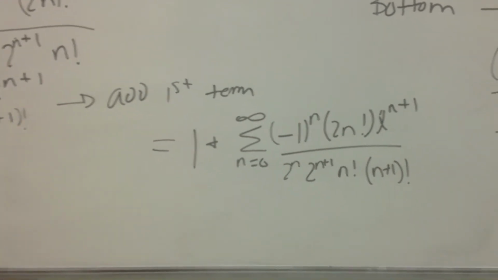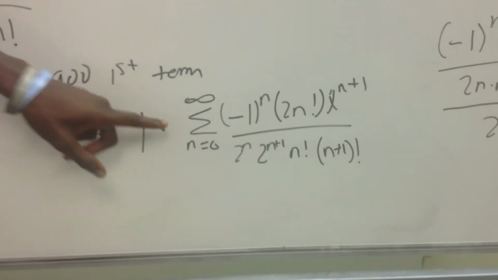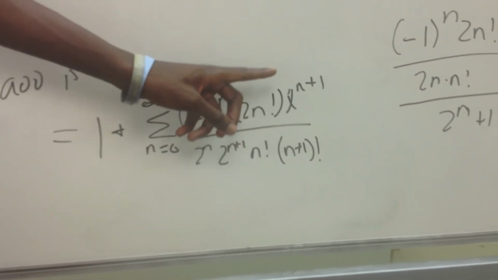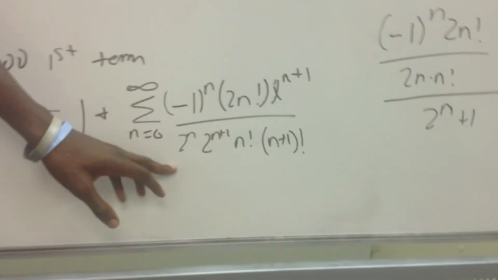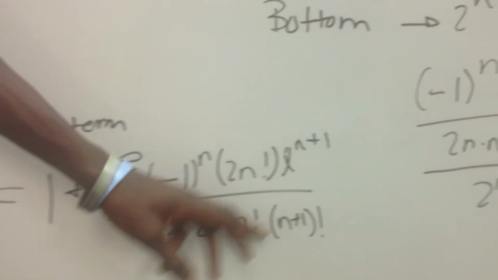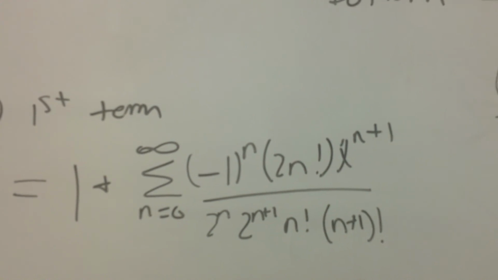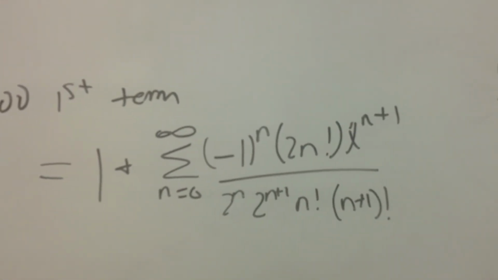And now that we've gotten that, we have to add back the first term that we previously ignored. So your final answer becomes 1 plus the summation from 0 to infinity of negative 1 to the n times 2n factorial times x to the n plus 1, all divided by 2 to the n times 2n plus 1 times n factorial times n plus 1 factorial. And that is how you do this Taylor series generated by f of x equals square root of x plus 1 at a equals 0.